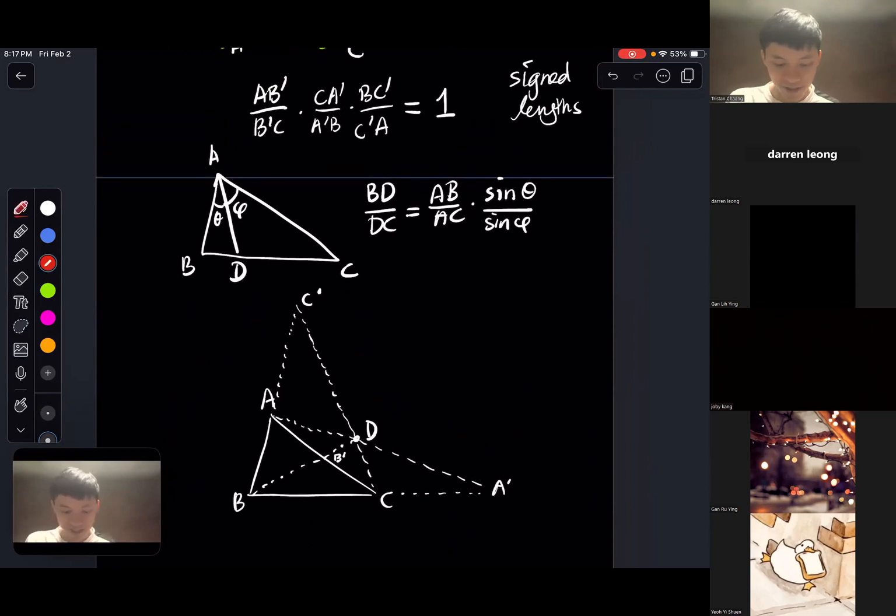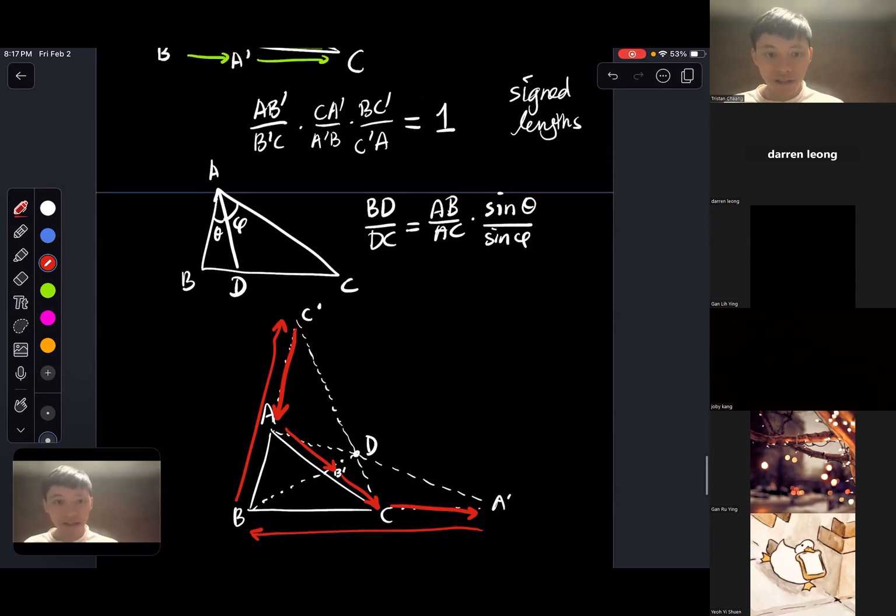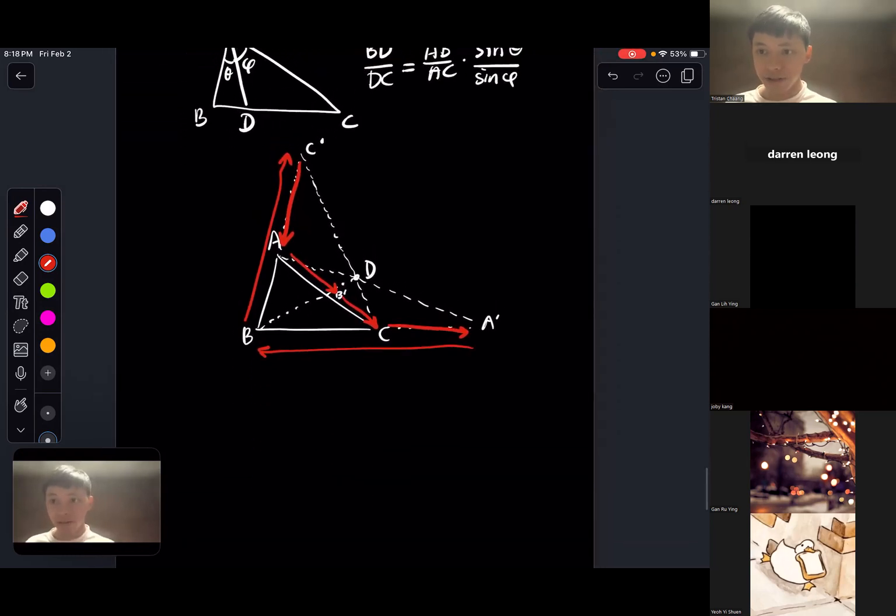In this case, it's going to be quite messy because you have AB prime, B prime C, and then CA prime, A prime B, and then BC prime, C prime A. So it's kind of in this weird direction. But there is some sort of pattern to it. You basically start at a vertex and you walk across to the next intersection point, and then you continue walking to the next vertex. And then you change direction and go to the next intersection point, and you go to the next vertex, and then you go to the next intersection point to the next vertex. You can see some pattern to this path. And that's going to be important because we're going to use it in Menelaus's theorem.